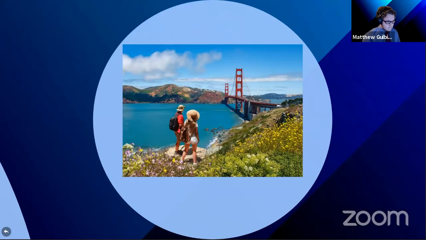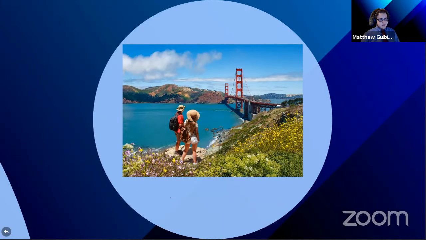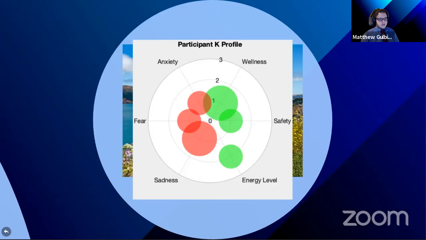Some people have undergone a massive shift in lifestyle due to the travel restrictions and quarantining during the present pandemic. For example, person three normally travels all over the United States with their significant other. However, due to COVID-19, they have been forced to stay in one state, interrupting their travel plans for the foreseeable future. They say, "We still have some ups and downs, parts of days, never whole ones, where we are very sad or just demoralized." In addition, this person's polar bubble graph shows a high steady level of sadness throughout the duration of the study.